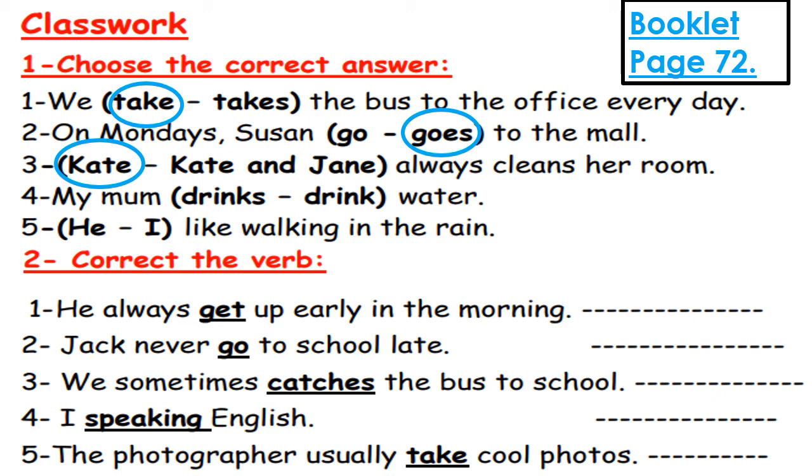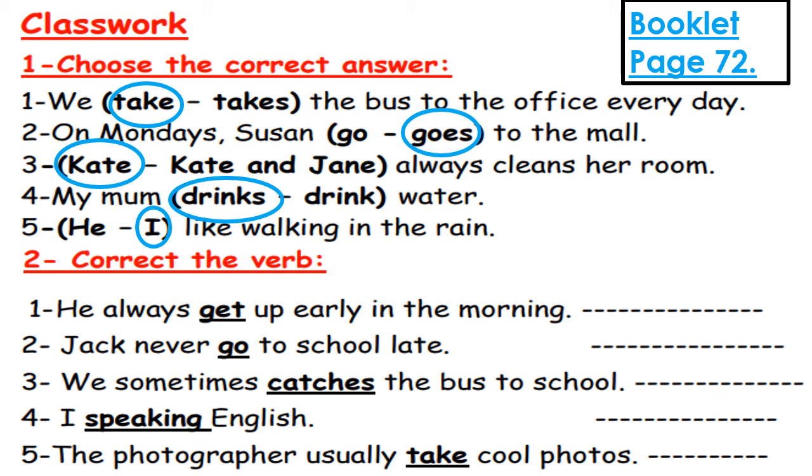Number 4, my mom drinks or drink water. Okay, my mom, singular noun. Shall I put s at the verb? Yes, I will put s at the end of the verb. So the answer will be my mom drinks water. Number 5, he or I like walking in the rain. So like, can I see s here at the end of this verb? No. So I didn't use he or she or it. So I will use I like walking in the rain. So the right answer will be I.